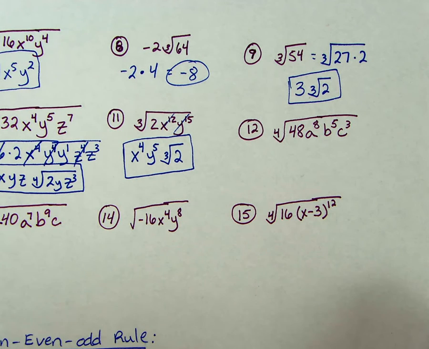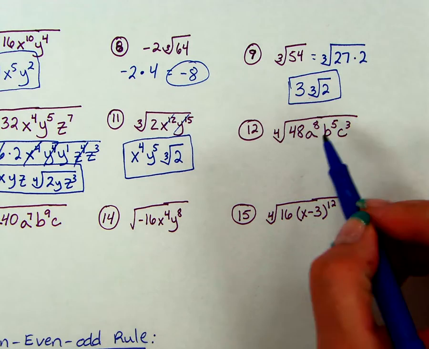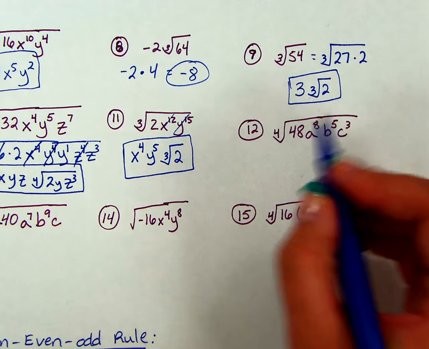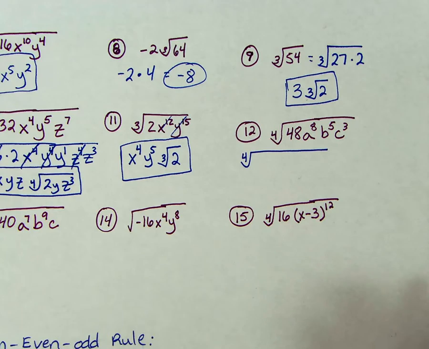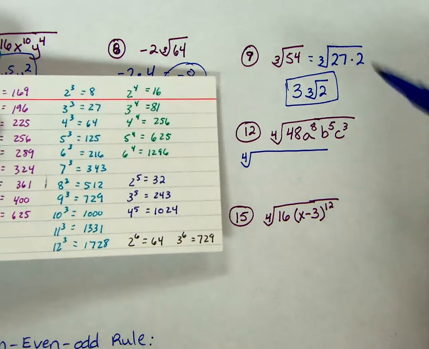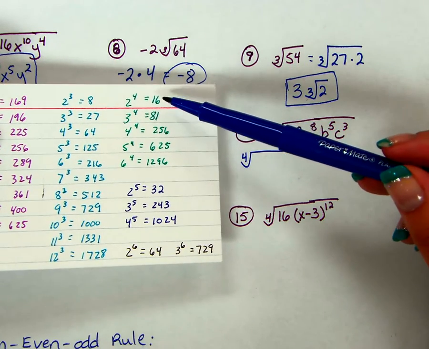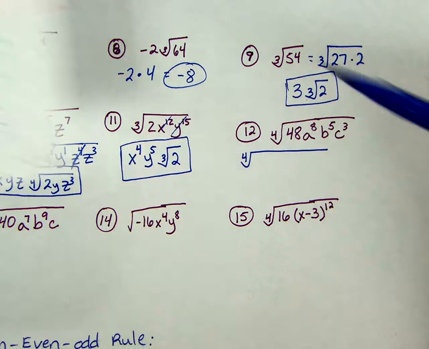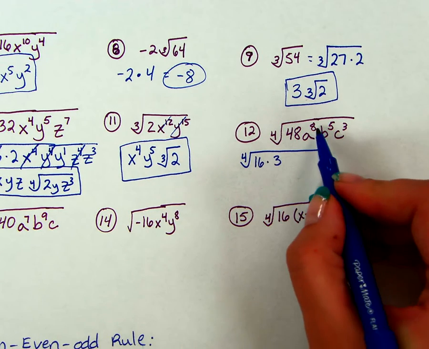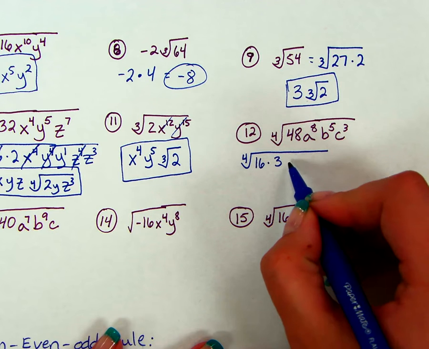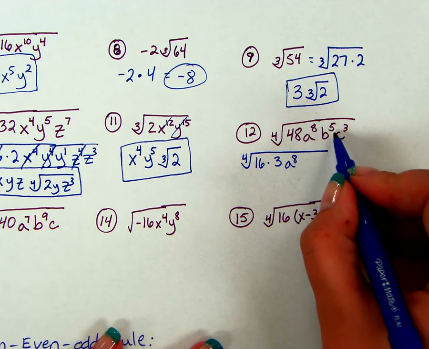All right, next one. So we are doing a fourth root. Looking at these, not all of these are perfect fourths, so I'm going to need to figure out how to split up the ones that I can to simplify. Looking at my card, 48 is not on my perfect fourth list, but 16 does divide into it. So we can split that as 16 times 3. 8 is divisible by 4, so that one we can leave. So this will be a to the 8th.